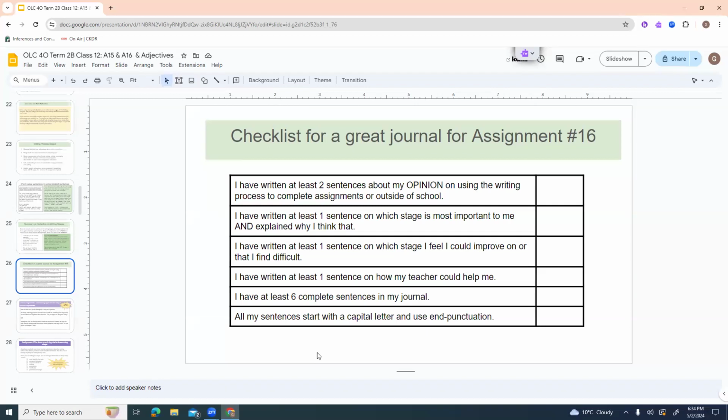You have at least 6 complete sentences in your journal, and all of your sentences start with a capital letter and use some sort of end punctuation like a period, a question mark, or an exclamation point. Remember, a comma is not a type of end punctuation.